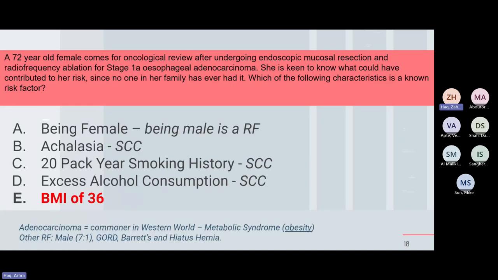Okay, so the answer was a BMI of 36. So this is just another one to be aware of, or another one to learn, the risk factors of developing an esophageal adenocarcinoma. So the rest of these are risk factors of developing a squamous cell carcinoma. So it's just important to know which factors are leading to the development of which type of esophageal cancer.